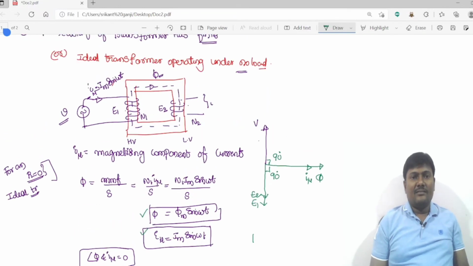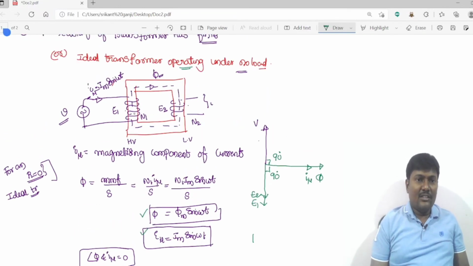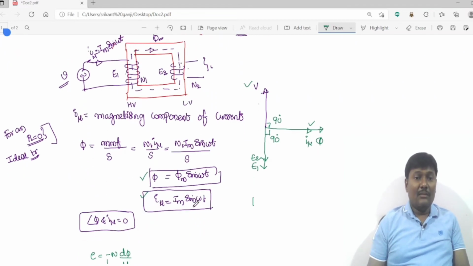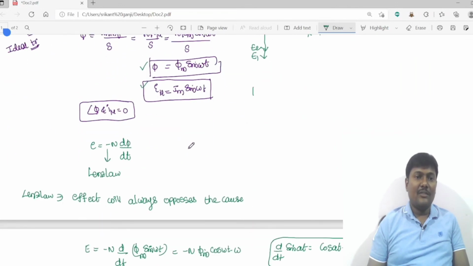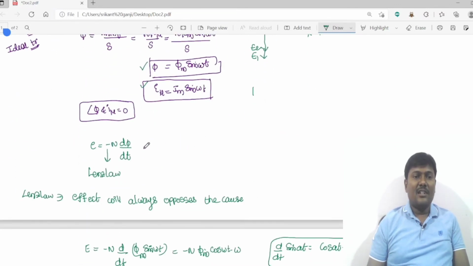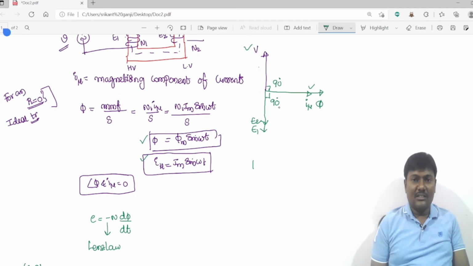So once again, listen. Because of the inductive nature of the winding, the angle between the supply voltage and the magnetizing component of current is 90 degrees. With this alternating flux, the angle between the flux and the magnetizing component of current is 0 degrees. Once current flows through the coil, flux will be developed simultaneously. After that, the alternating flux links with the primary winding and secondary winding, and EMF is induced according to Faraday's law. This minus sign represents Lenz's law: the effect will always oppose the cause.